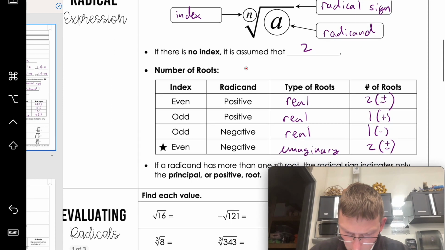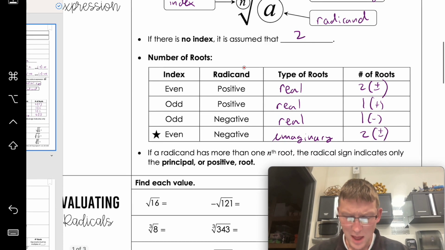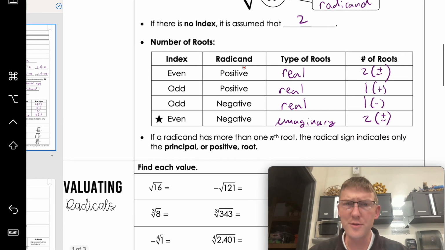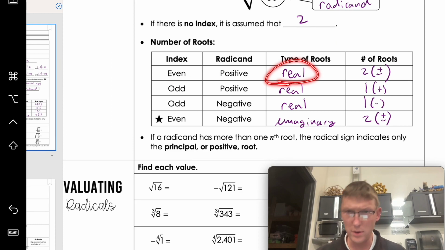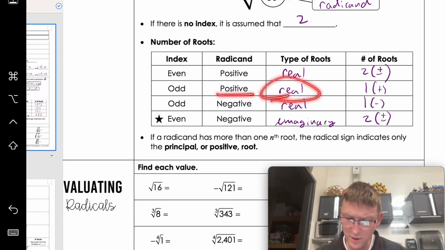So if we're looking at roots, it's good to know some patterns. If we have an even root and our radicand is positive, we know that the roots we're going to get are real, or kind of normal numbers, and we're going to get plus or minus. Then if we have an odd index and a positive radicand, we're going to get a real number. We're only going to get one positive number.